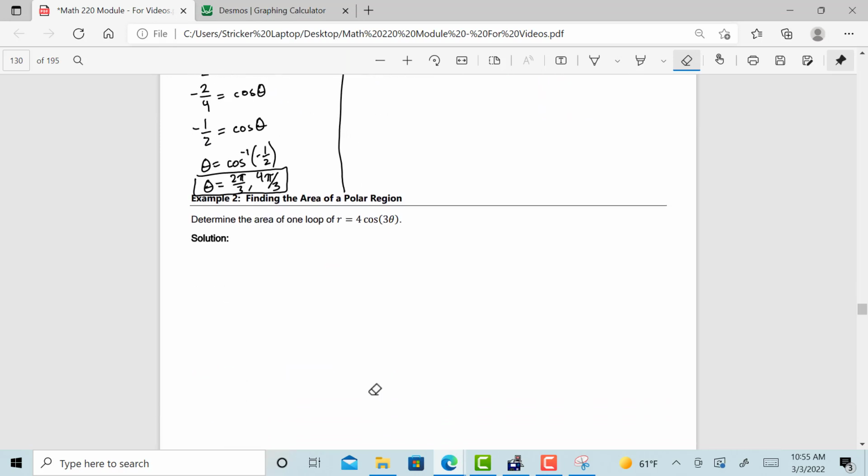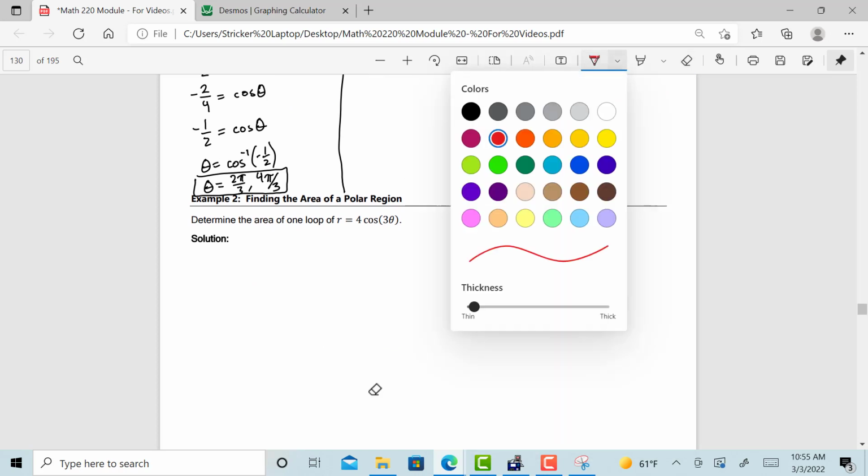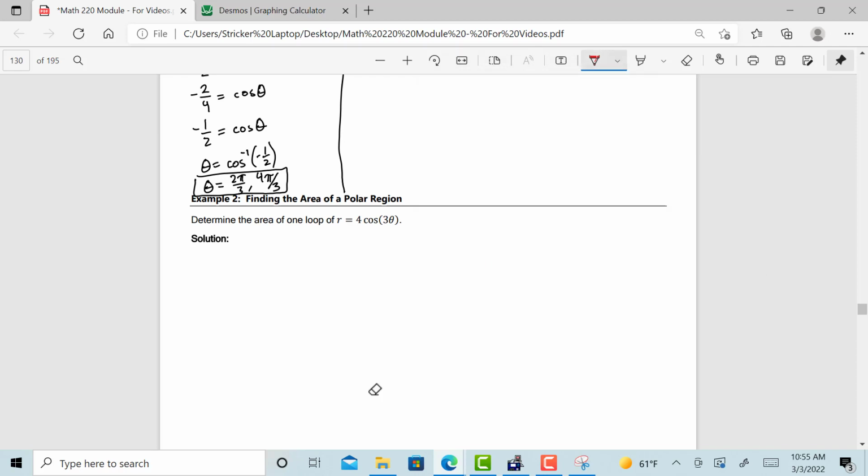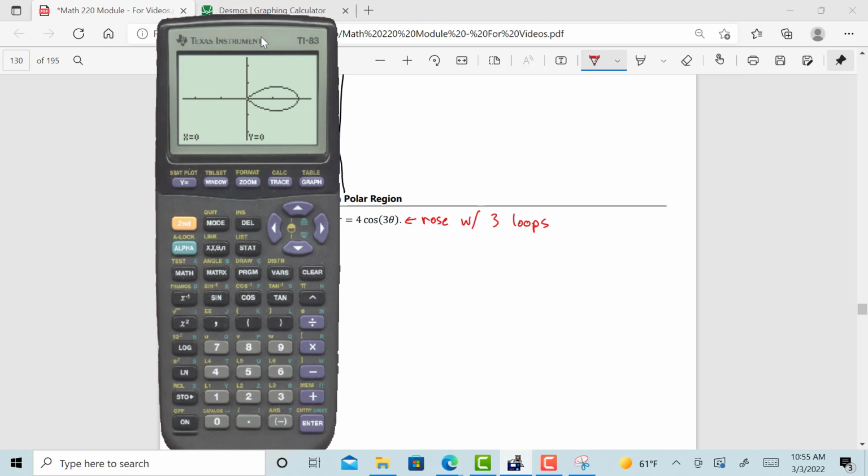Example 2 also says to find the area of a loop, but this is a different polar curve. You should recognize that because of this 3 theta here, this is a rose. This is a rose with 3 loops. But let's go ahead and take a look at what this graph looks like. So if we go to our graphing calculator, why don't we do this one with our graphing calculator?